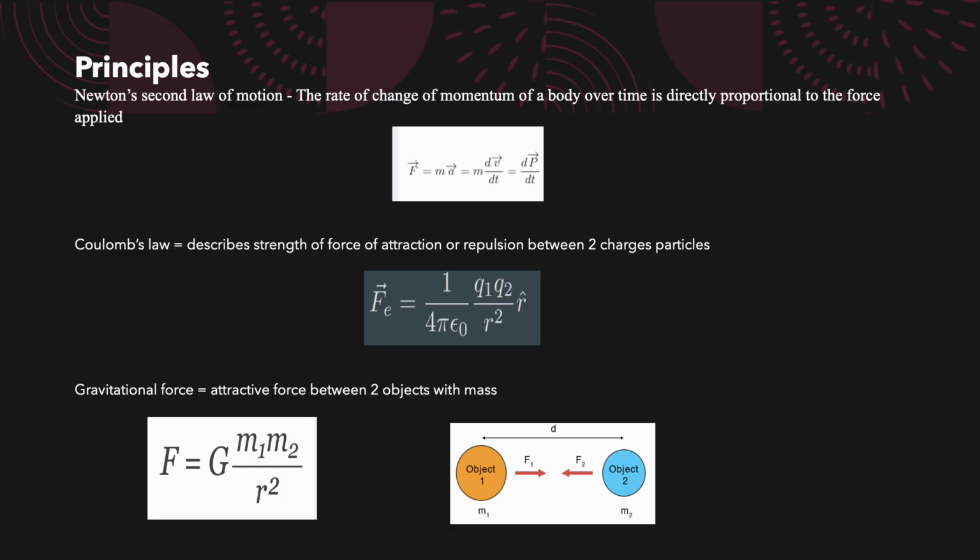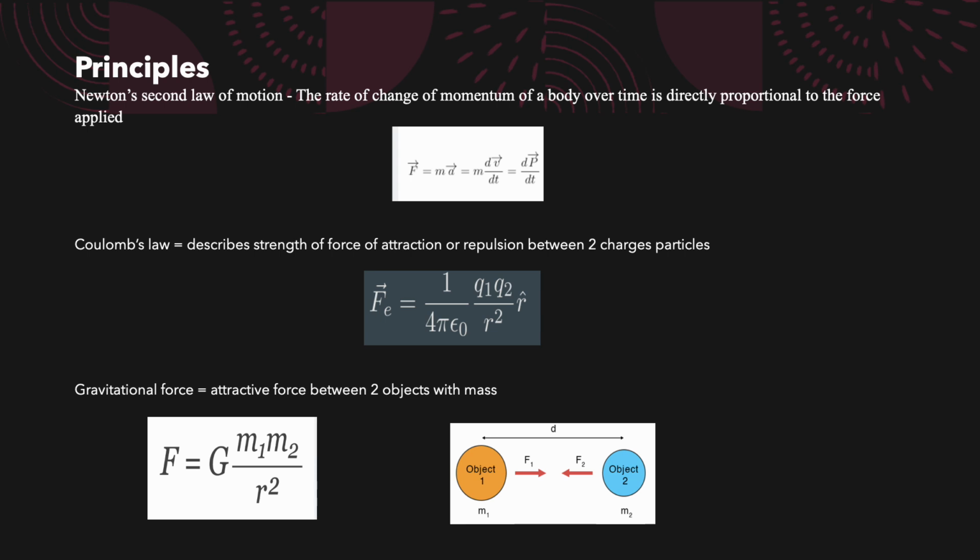The principles used in this lab video are Newton's second law of motion, which states that the rate of change of momentum of a body over time is directly proportional to the force applied. So F is equal to ma, which is equal to dp by dt.